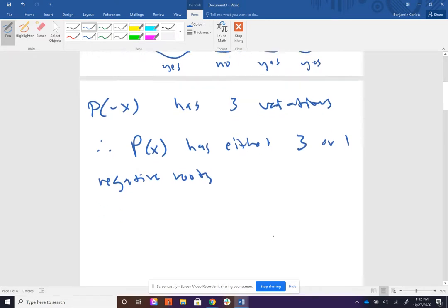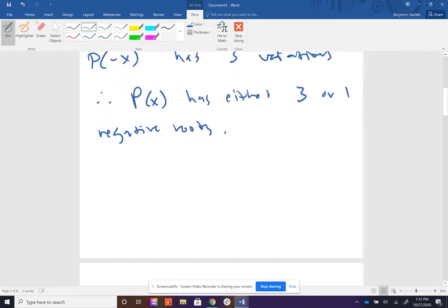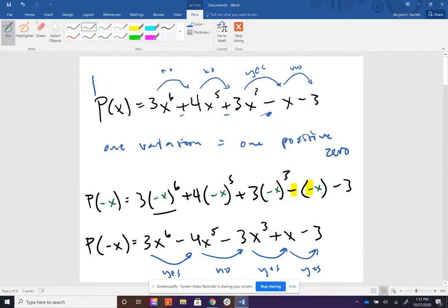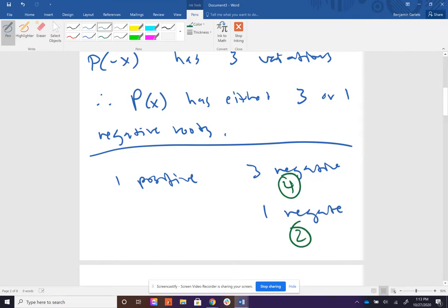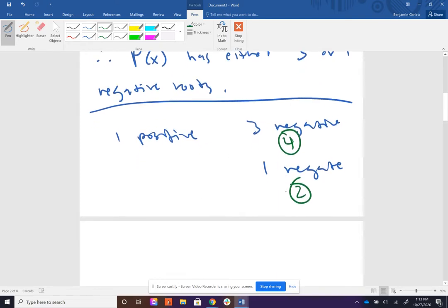So for real roots, we know that we have one positive real zero for sure, and we have the choice of either 3 negative or 1 negative. What that means for us is we either have 4 real roots or 2 real roots in this specific function. And that's the information that Descartes' rule of signs gives us.